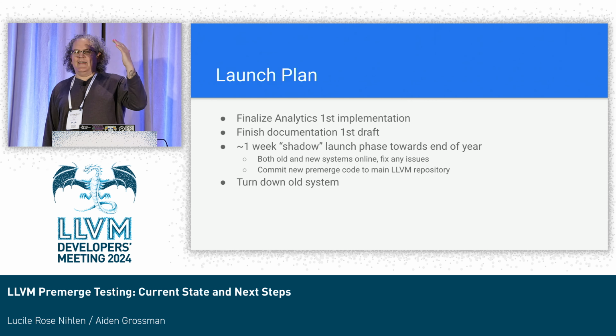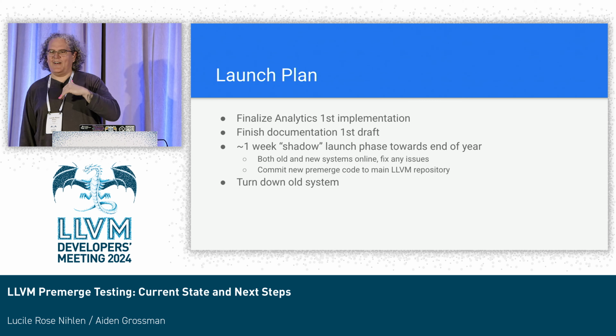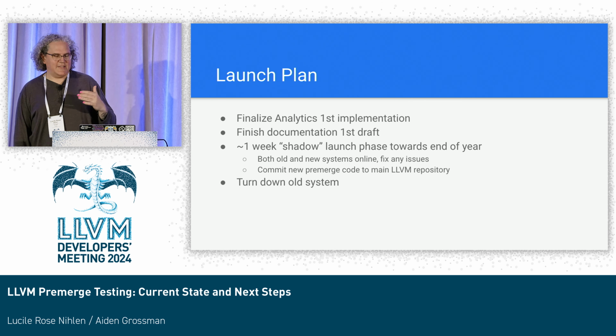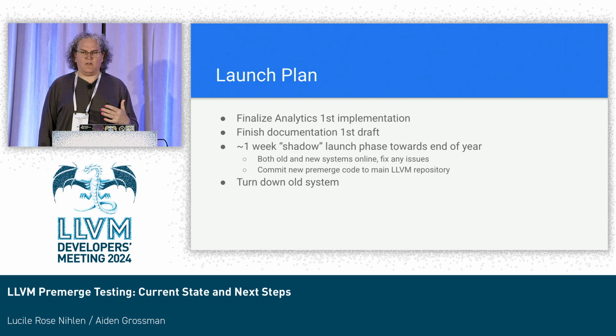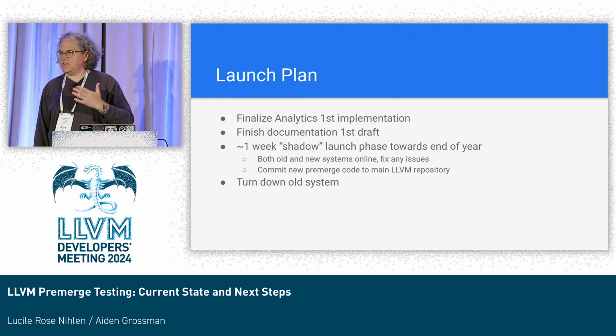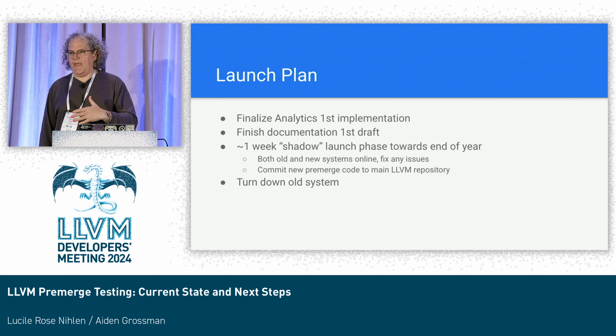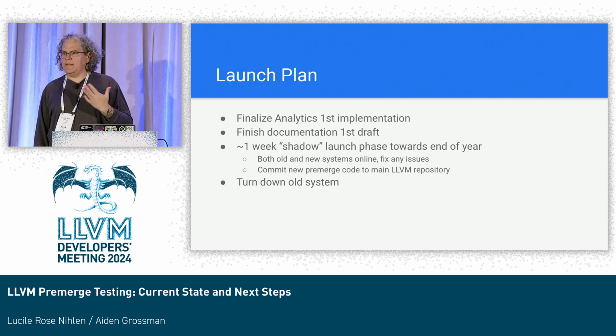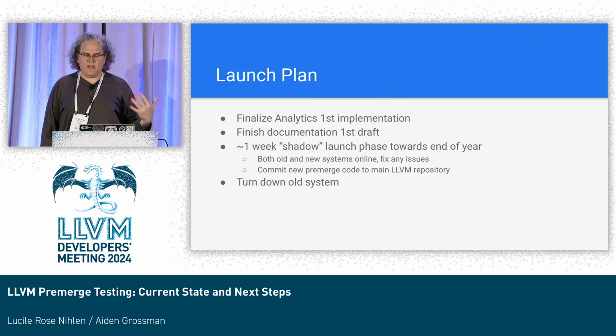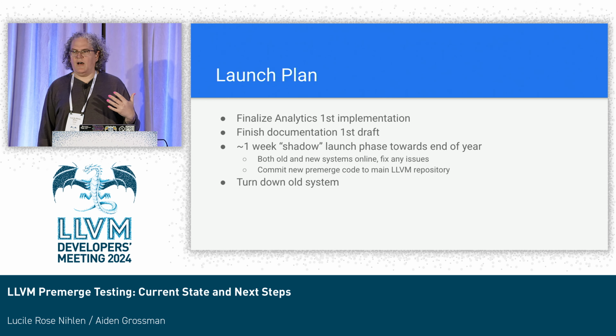So we're a little bit curious if there is a holiday slowdown or not, but the thought was during a holiday slowdown, we could do a shadow launch where both sets of infrastructure are running. Right now, the infrastructure that we've built is running on a fork of LLVM that we're just using to test that things are correctly configured. But then we would want to commit the new stuff and turn it on and have both infrastructures running.